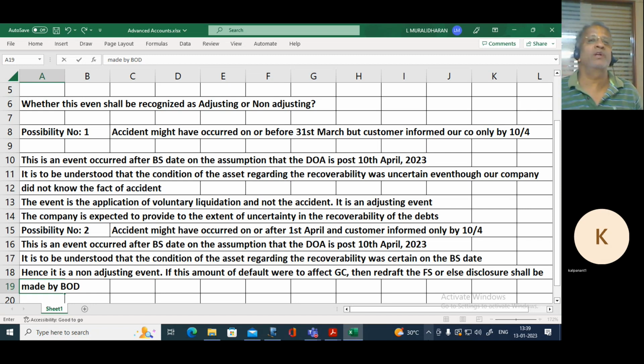This is the way you are expected to finalize. First, you have got to hit the nail on the head: which accounting standard? Then try to analyze the provisions of that particular standard. Third, you connect that provision with the event. Lastly, conclude. That is what we have done. It is to be understood that the condition of the asset regarding recoverability was certain on the balance sheet date. Why? Because the accident had occurred on or after 1st of April.